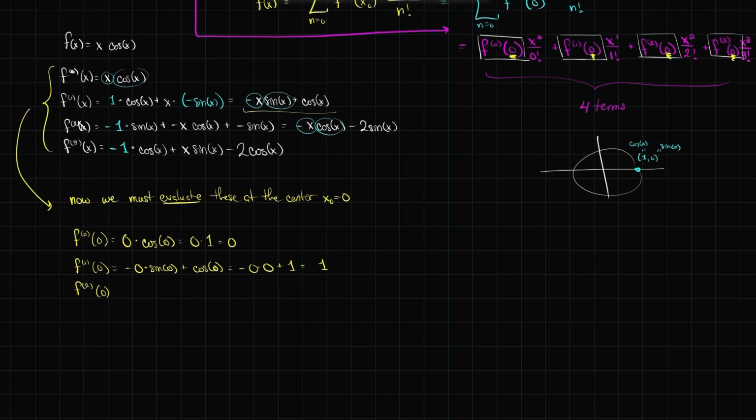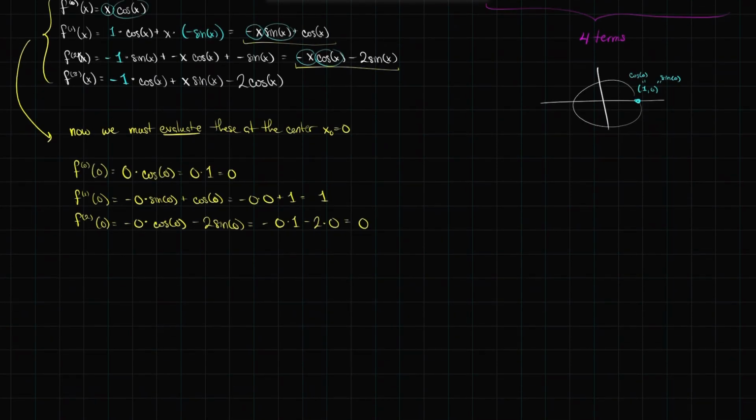Two derivatives on f evaluated at 0. I'm looking here. I'm going to get negative 0 times cosine of 0 minus 2 sine of 0. And what am I left with? I'm left with negative 0 times 1 minus 2 times 0, and I have a 0 here. My last term, I'm going to be evaluating the third derivative here at 0, and that's going to give me f of 3 derivatives at 0 gives me negative 1 times cosine of 0 plus 0 times the sine of 0 minus 2 times the cosine of 0, and I'm left with negative 1 times 1 plus 0 times 0 minus 2 times 1. I end up with negative 3.